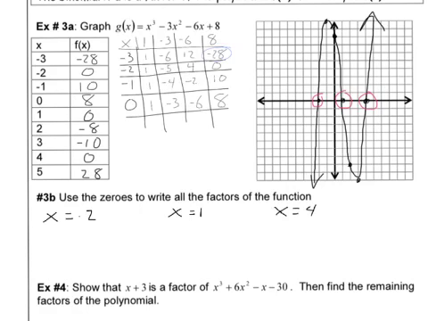So if I get all these equations equal to 0, it'll end up looking like x plus 2 equals 0, x minus 1 equals 0, and x minus 4 equals 0.